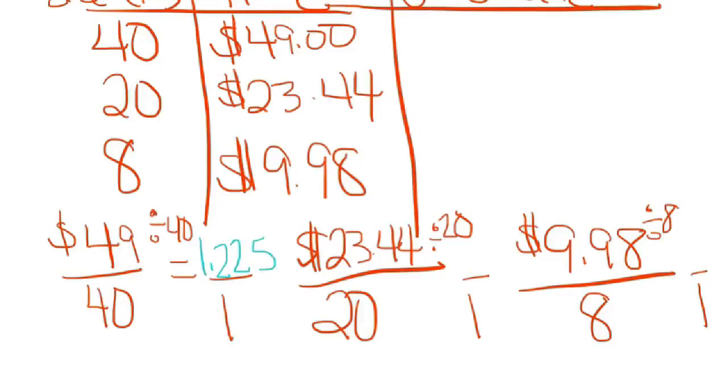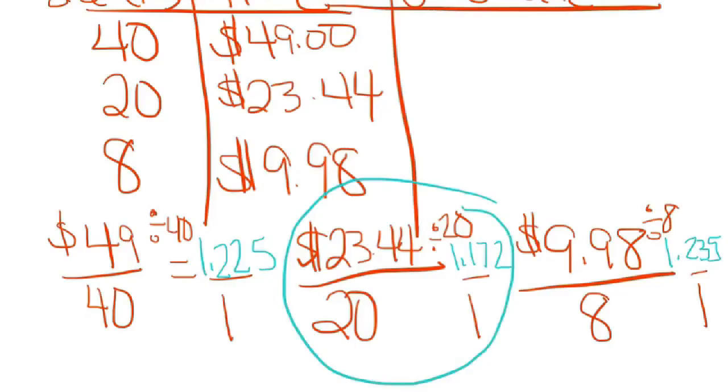1.225. The second one comes out to be 1.172. And the third one comes out to be 1.235. So our better deal, the cheapest one per ounce, or per pound, sorry, is this one. Okay, so our answer would be B, or the 20-pound bag. That's our better deal. Okay, hopefully that makes sense.